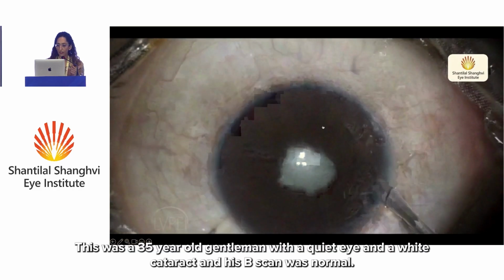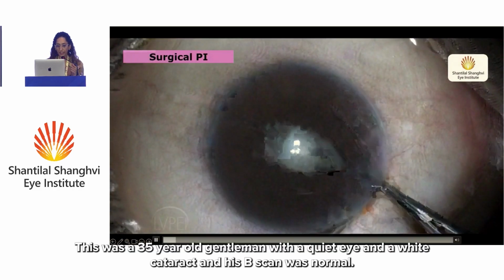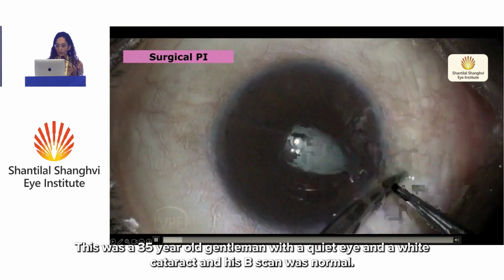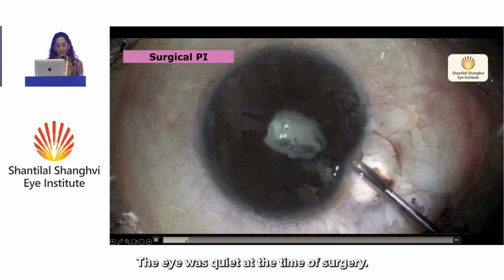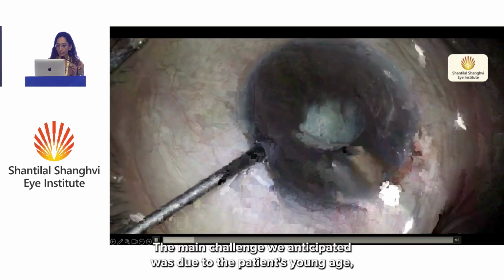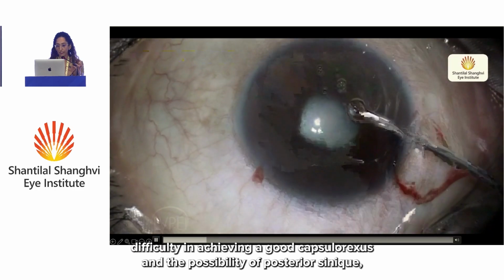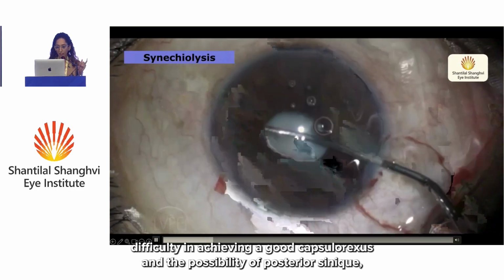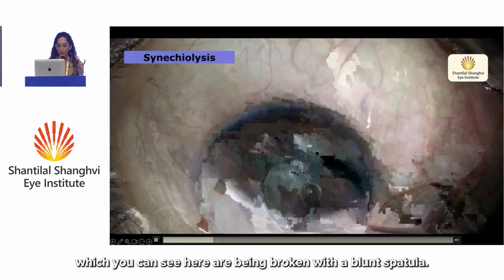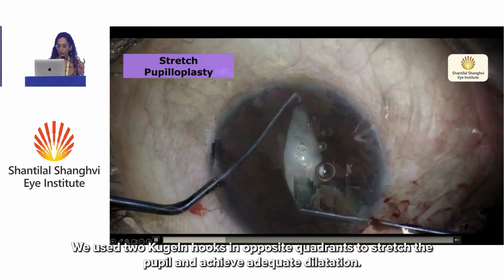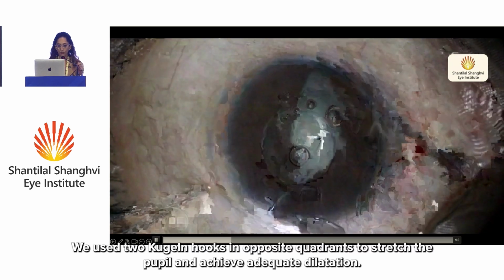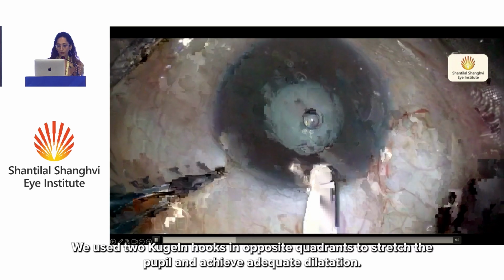This was a 35-year-old gentleman with a quiet eye and a white cataract, and his B scan was normal. The eye was quiet at the time of surgery. The main challenges we anticipated were due to the patient's young age, a difficulty in achieving a good capsular rhexis, and the possibility of posterior synechiae, which you can see here being broken with a blunt spatula. We used two Kuglen hooks in opposite quadrants to stretch the pupil and achieve adequate dilatation.